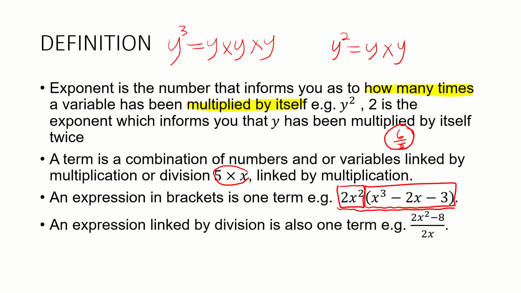An expression linked by division is also one term. So if I have x squared minus 8 divided by 2, this whole expression will be one term because a term is linked by multiplication, bracket, and division.